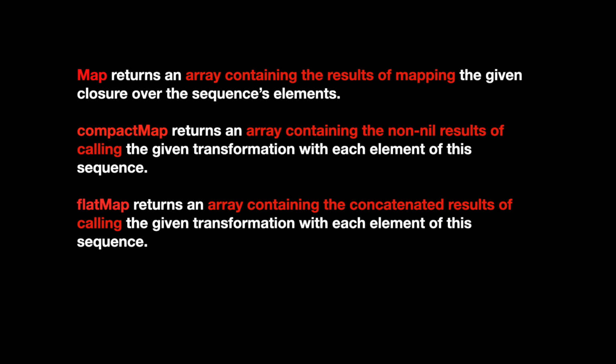And what is a flatMap? FlatMap returns an array containing the concatenated result of calling the given transformation with each element of the sequence. So flatMap returns a concatenated result. This is the major difference between these three.